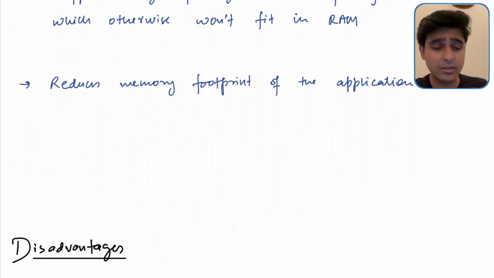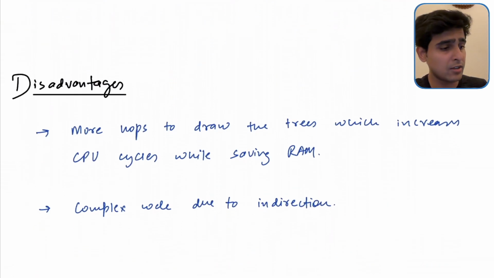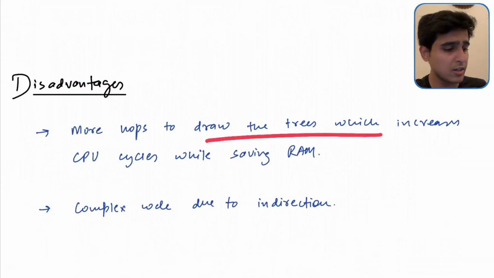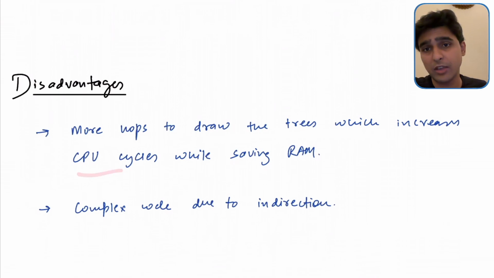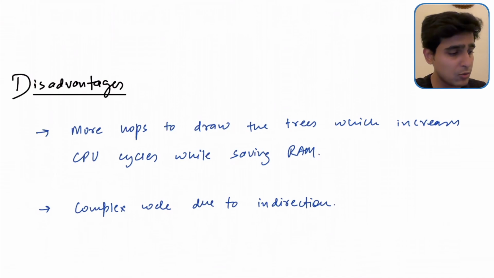Now let's go to disadvantages. The first is there are more hops to draw the tree, which may increase the CPU cycles. If you notice, the tree itself doesn't contain its entire state. So we have to go to the tree type factory to get the tree type, and then we call the draw function of that tree type to draw the tree. So as you can see, there are multiple indirections due to which your CPU cycles will increase while we are saving RAM here. So it depends on whether we want this trade-off or not.